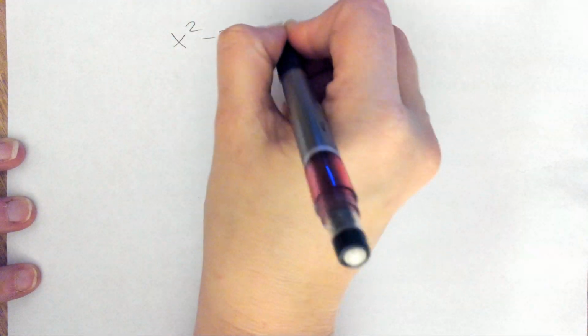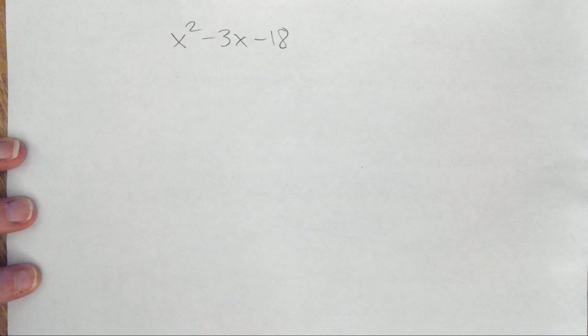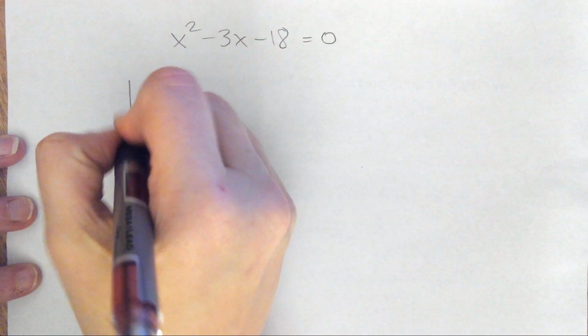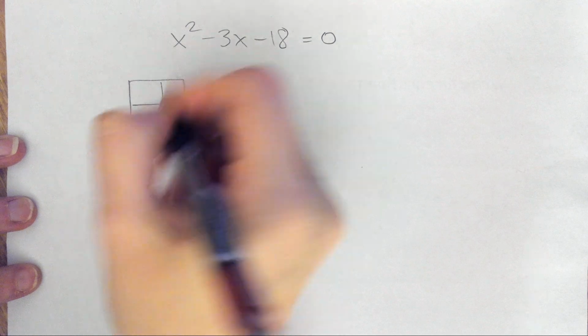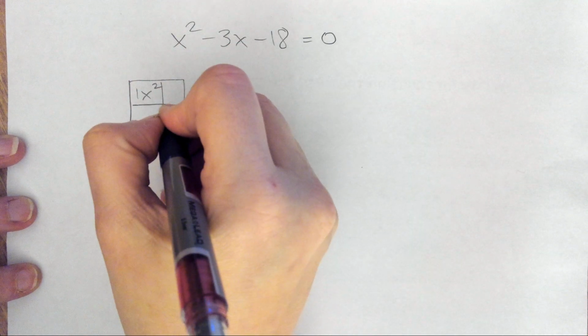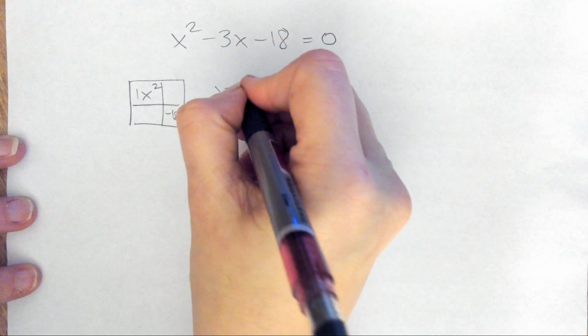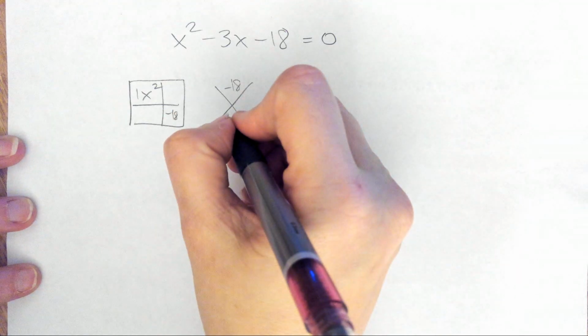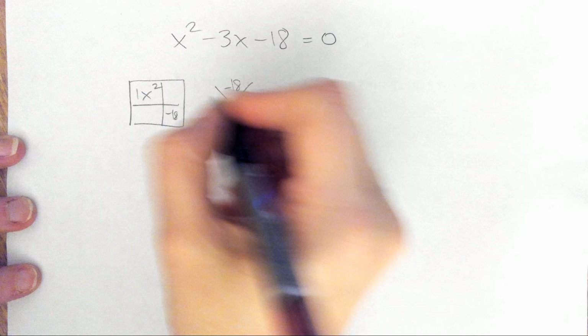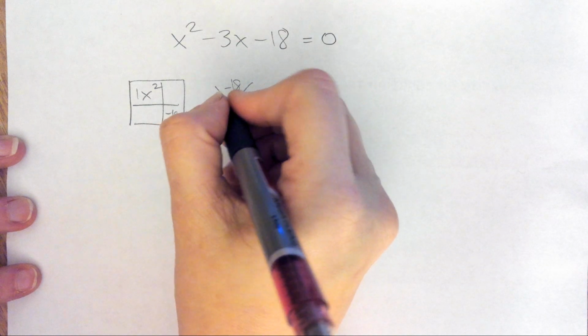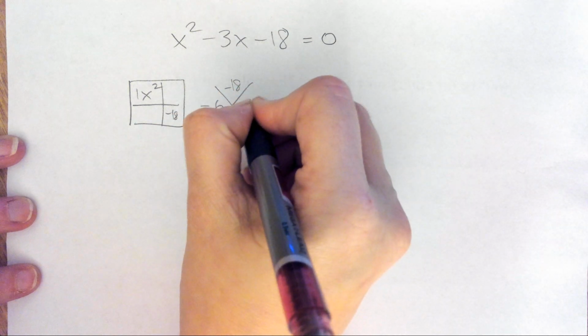So let's say we have this quadratic equation, x squared minus 3x minus 18 equals 0. I have this quadratic function, and I want to figure out what its solutions are. So I'm going to factor it. It doesn't have a GCF, so I have 1x squared here, minus 18. A times c is negative 18. It needs to add up to negative 3. So that means my factors are negative 6 and positive 3.